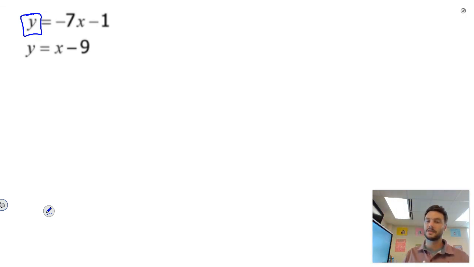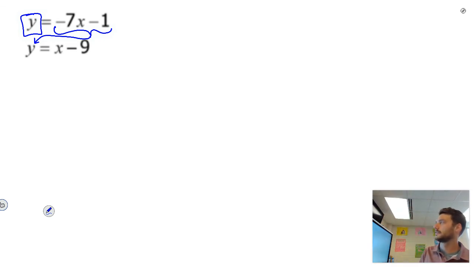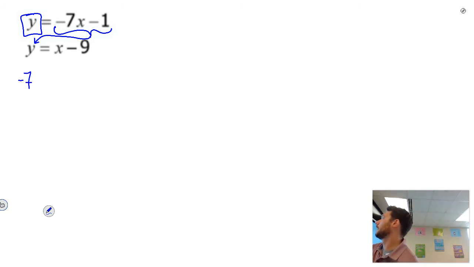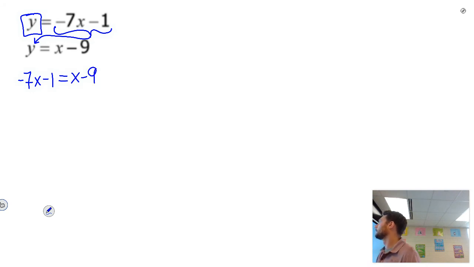Specifically, we'll say it's isolated to that, which means we can take what it's equal to, and we can plug it in for the y in the other equation. But what's that going to look like? Because if I do that, look at that. If I plug that in there, that's the only thing on that side, which means if I plug negative 7x minus 1 in there, negative 7x minus 1 is equal to the other side, x minus 9.